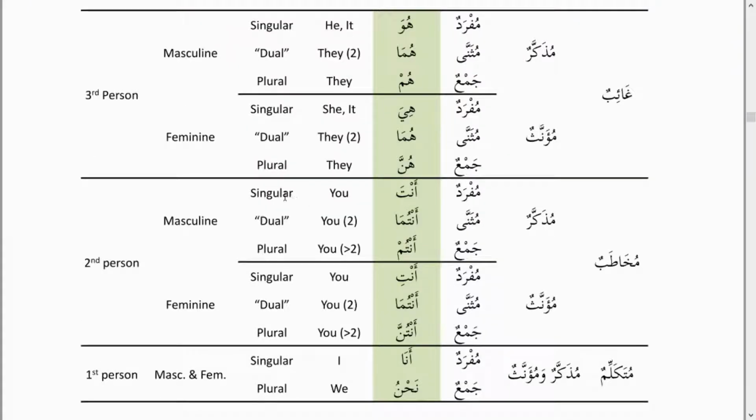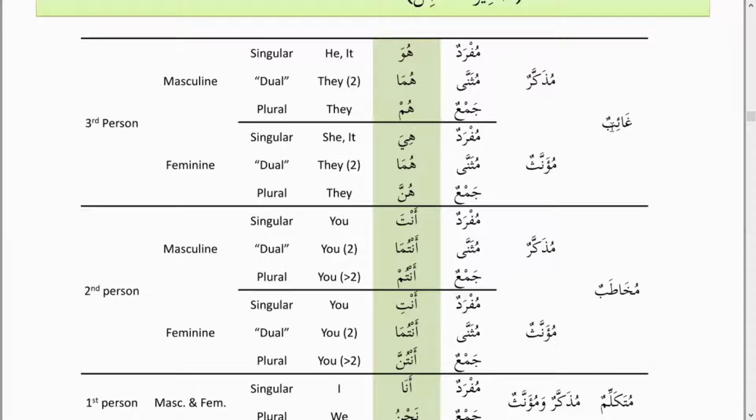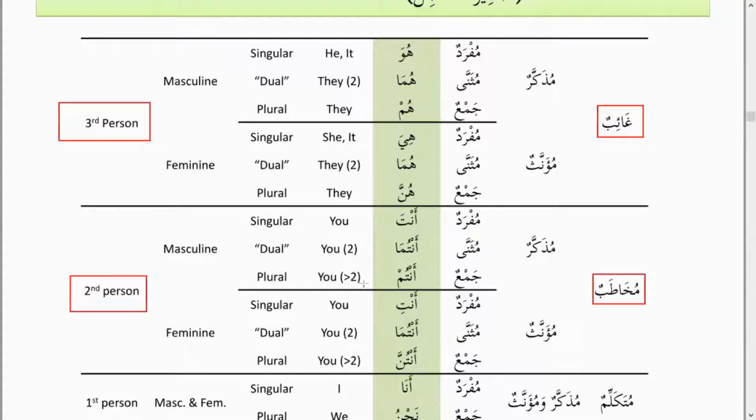We have three persons here: third person, second person, and first person. Third person in Arabic is called ghaib. That means that person is not in front of you. You're not speaking to him or her. He or she is ghaib, third person. The second person is called mukhatab, and the first person is called mutakallim, that is the speaker, inshallah.